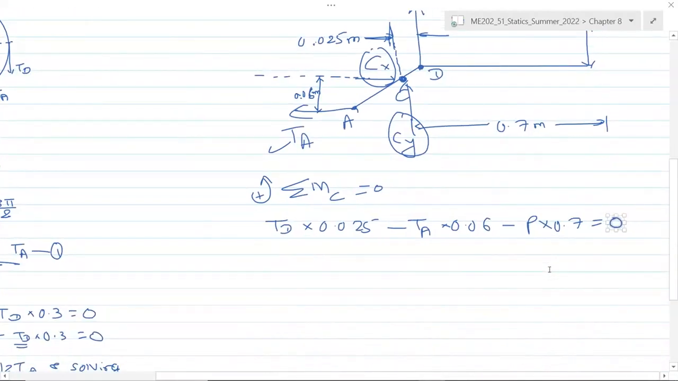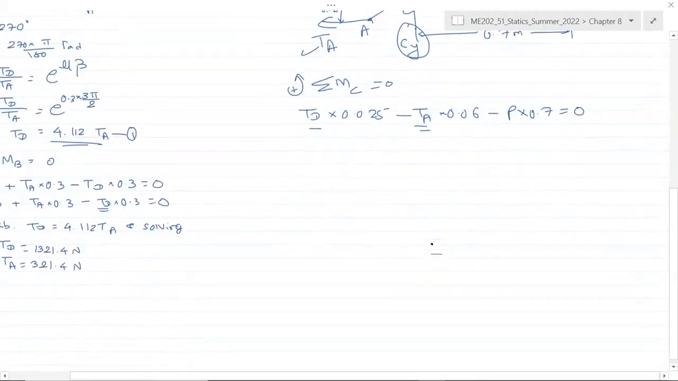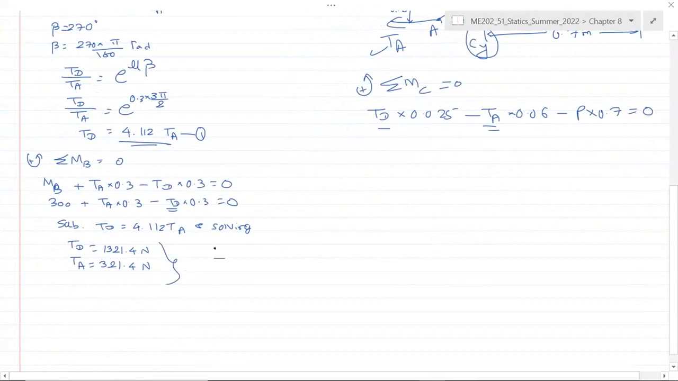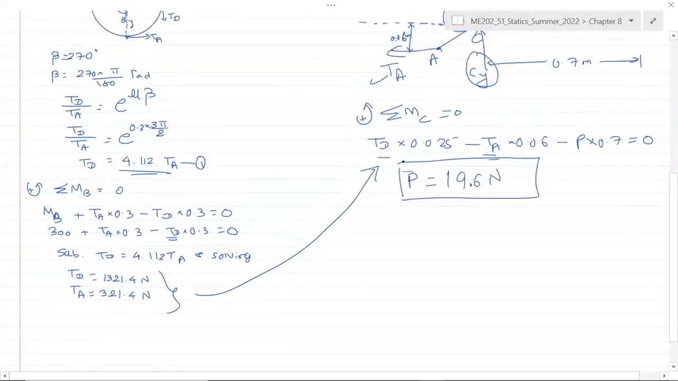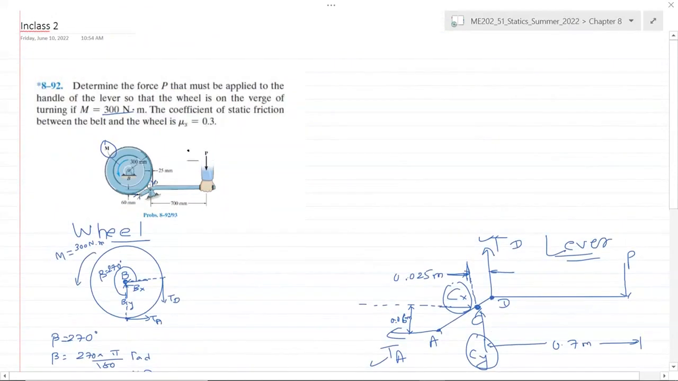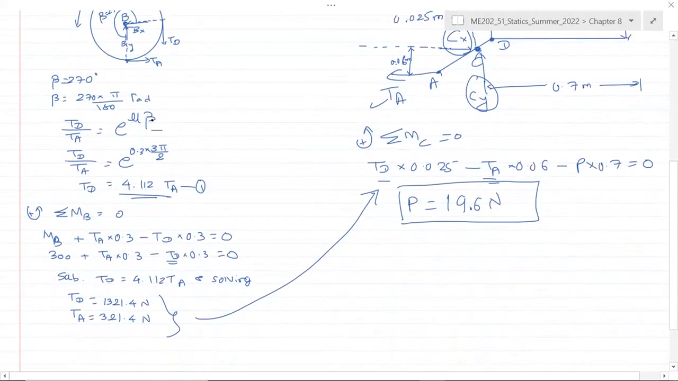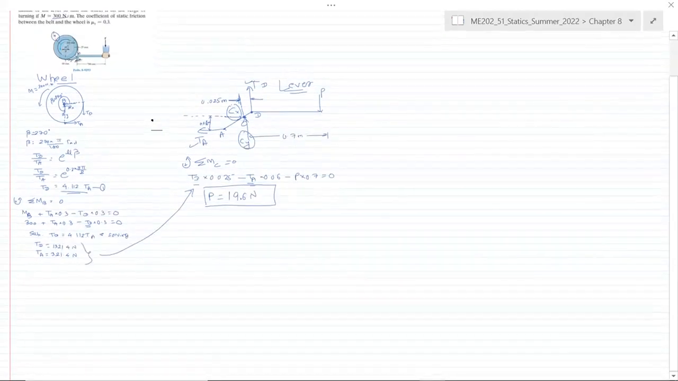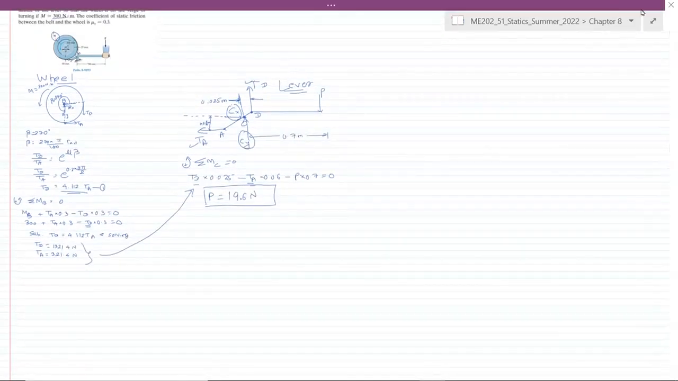When we solve this problem, we can substitute the values of TA and TD that we already calculated. Then we can solve for P, and P is 19.6 newtons. So the question is, determine the force P that must be applied to the handle of the lever so the wheel is on the verge of turning. So that force is 19.6 newtons. And that's our entire solution. Thank you.